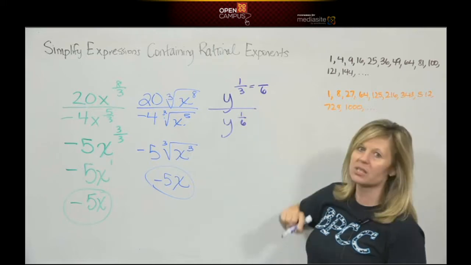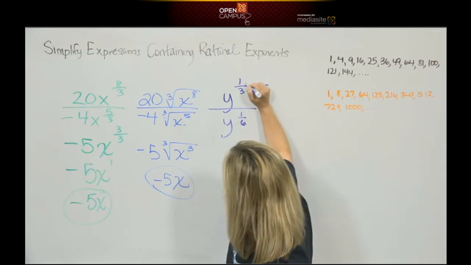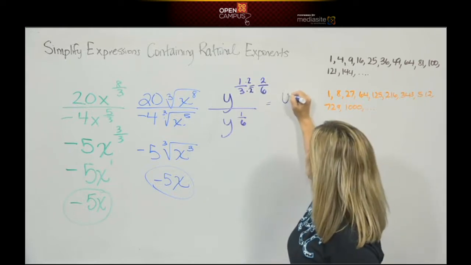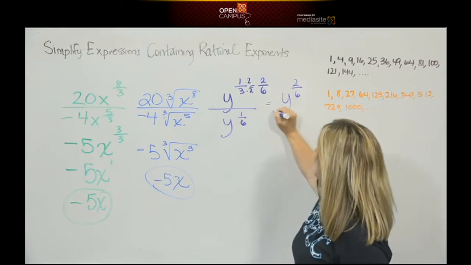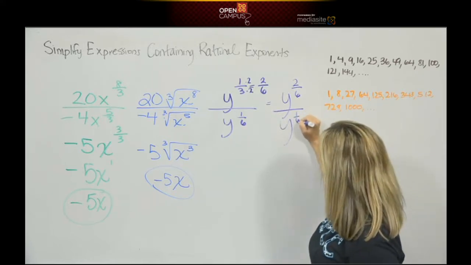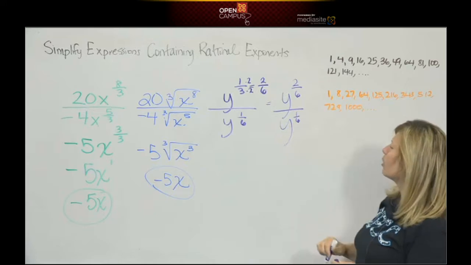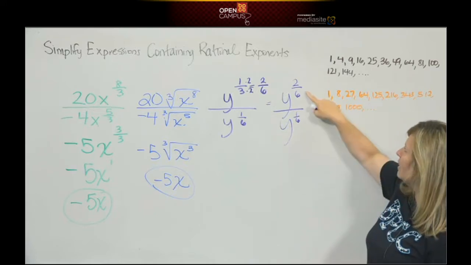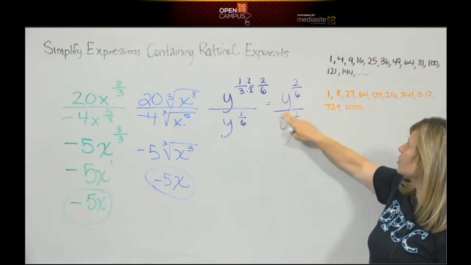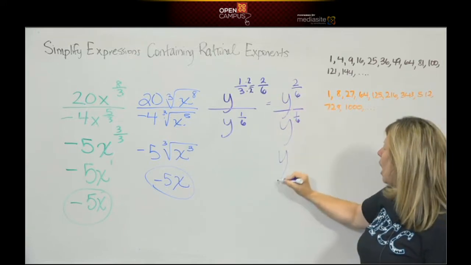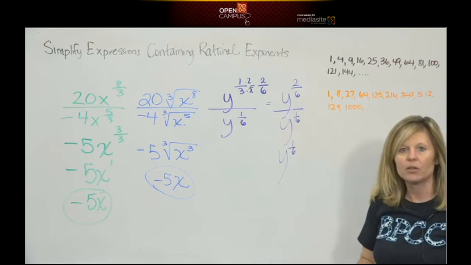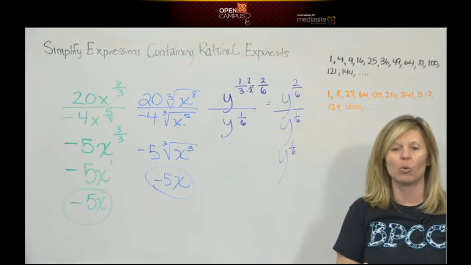So each of these denominators has to be a 6. How does 3 become a 6? We multiply by 2, so when we multiply the numerator by 2, we get 2. So now this expression is y to the 2/6. The denominator's expression is okay because it's already in terms of 6. It's y to the 1/6. So now that we have a common denominator, we can subtract. Y to the 2/6 divided by y to the 1/6 would be y. 2/6 minus 1/6 would be 1/6. So that quotient would be y to the 1/6.